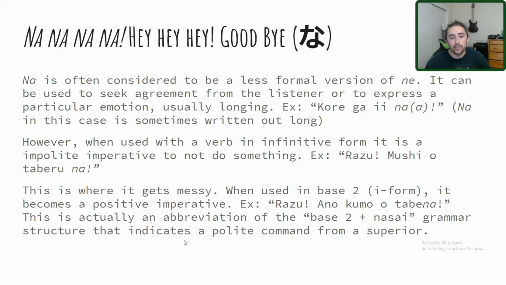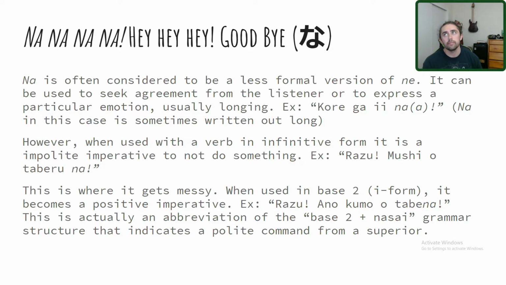Now, this is because it's an abbreviation of the base 2 plus nasai grammar structure, which indicates a polite command from a superior. But when you abbreviate it, it kind of becomes impolite. So normally it would be tabinasai. Parents will say this to their kids a lot. They'll be like, yasai o tabinasai. Eat your vegetables, right? Yasai o tabinasai.